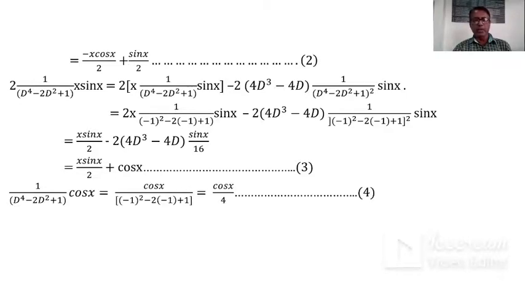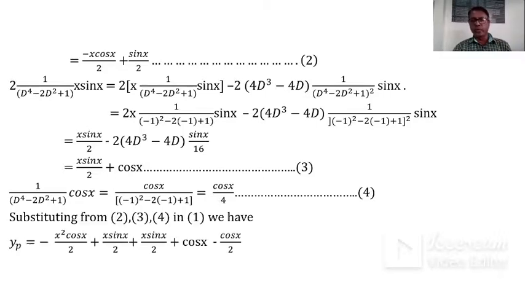And now the third term in that equation 1 is 1 upon d to the power 4 minus 2d square plus 1, operate on cos x. Again, we substitute d square by minus a square, which means substitute d square by minus 1. We obtain the denominator to be 4, cos x as it is. We substitute from equations 2, 3, and 4 in equation 1. We have yp equal to this.